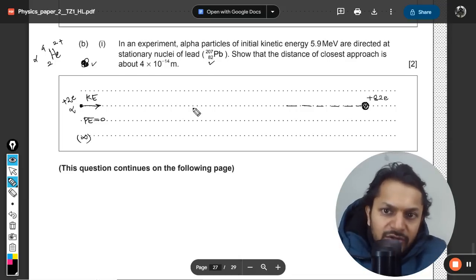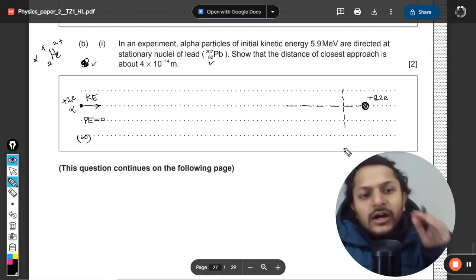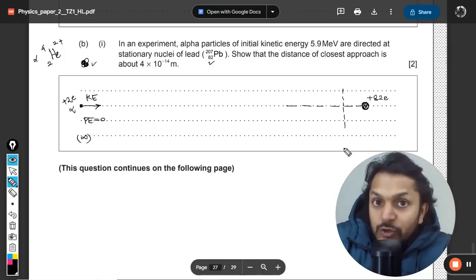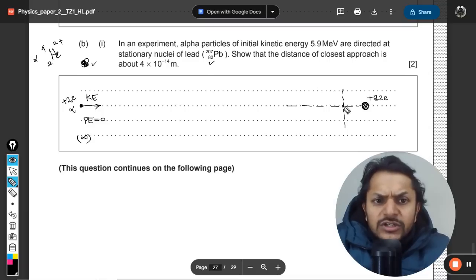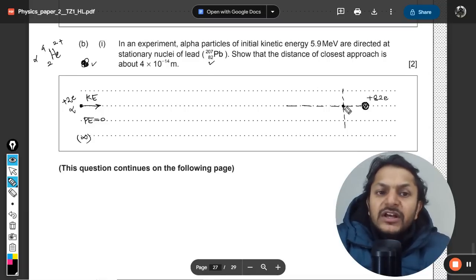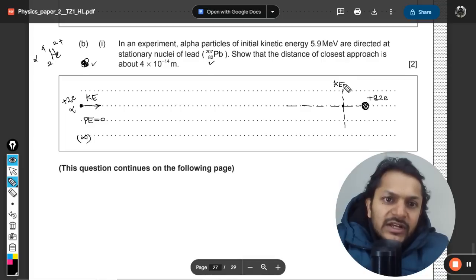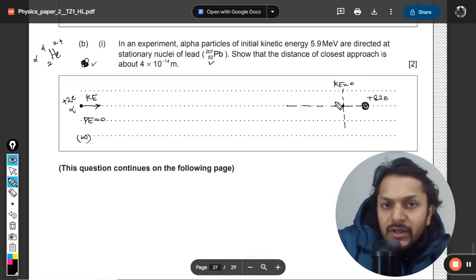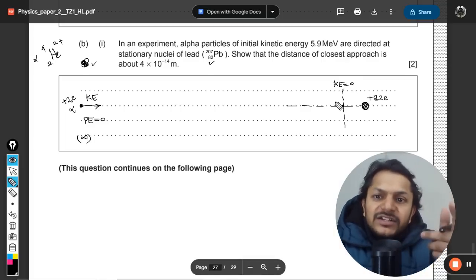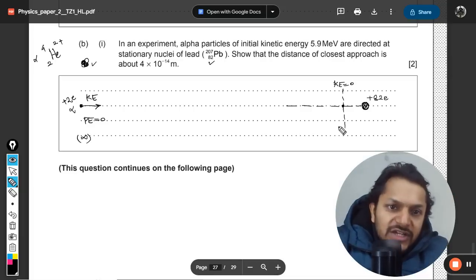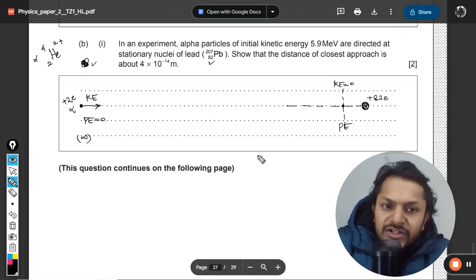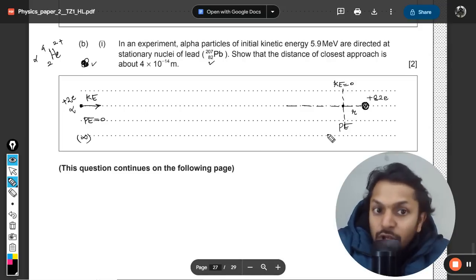Now it is coming together, and after some time, this is the closest of all the distances that it is able to go, the nearest distance towards the nucleus. At this point it loses all of its energy and stops here, so the final velocity becomes zero, which clearly means that the kinetic energy becomes zero. Now, if kinetic energy is zero, where has that energy gone? That energy has converted itself into the potential energy. So kinetic energy is equal to potential energy, and this distance is small r.